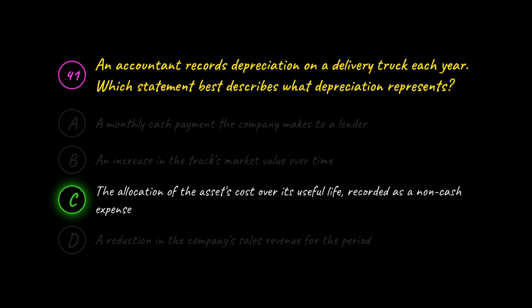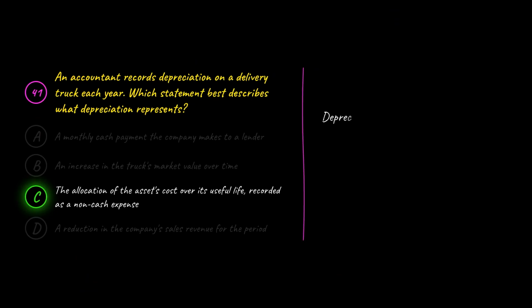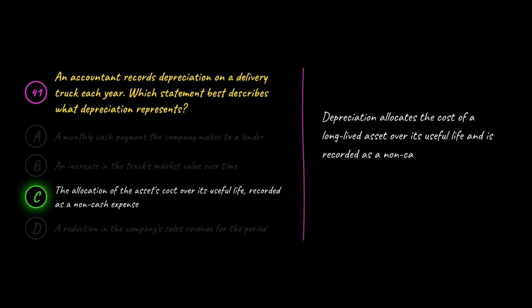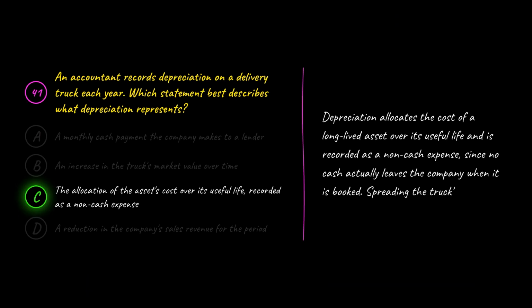The correct answer is C. The allocation of the asset's cost over its useful life, recorded as a non-cash expense. C is correct because depreciation allocates the cost of a long-lived asset over its useful life and is recorded as a non-cash expense, since no cash actually leaves the company when it is booked. Spreading the truck's cost across the years it is used is exactly what depreciation does.